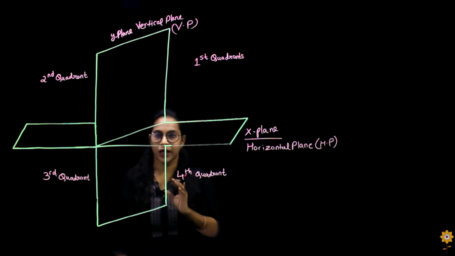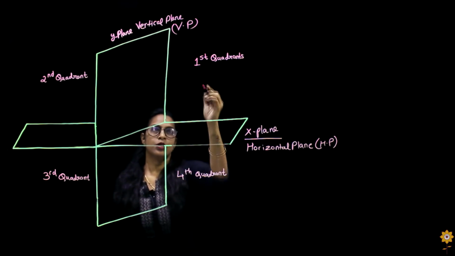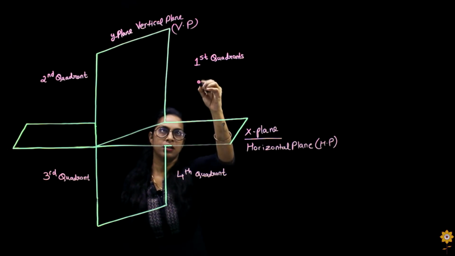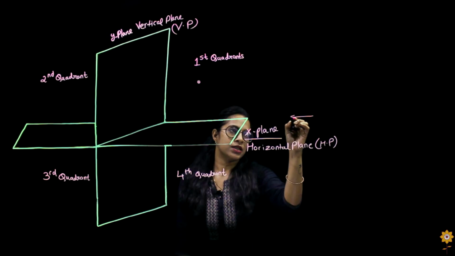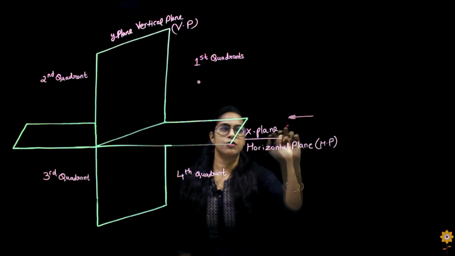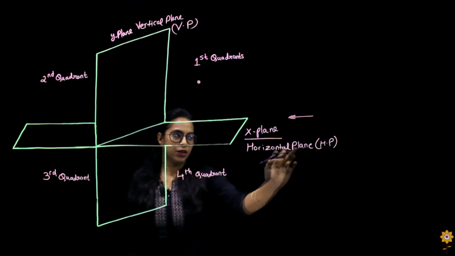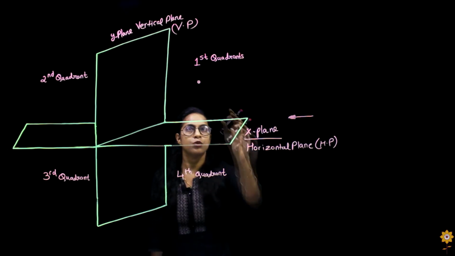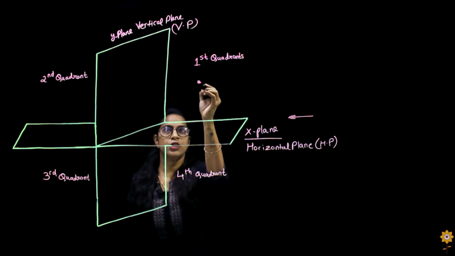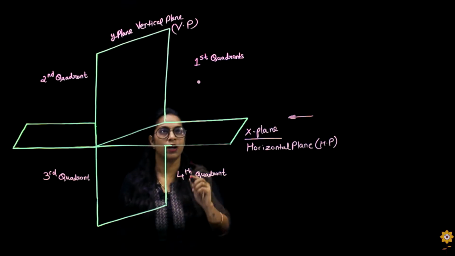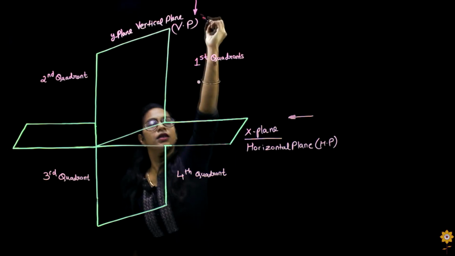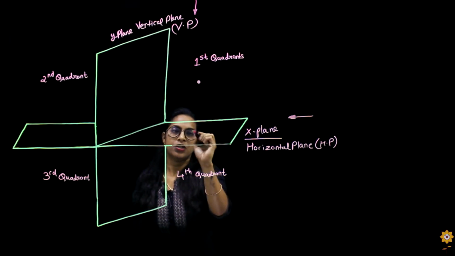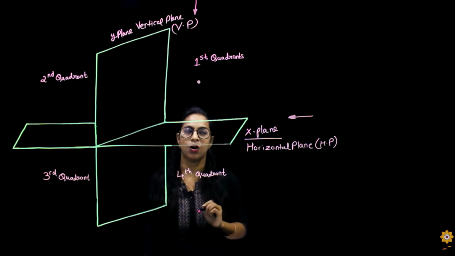Now if we consider the first quadrant, if I have an object here that is in first quadrant and you are observing from this side, that means the observer is on this side, viewing in the horizontal direction. If I view the same object in the horizontal direction, I would get the image on the vertical plane. Now for the same object, if I have my observer here, then I would get the image on this plane, which is the horizontal plane.